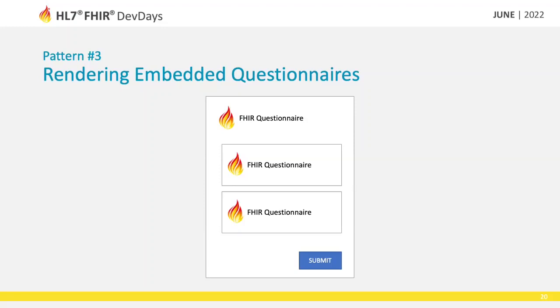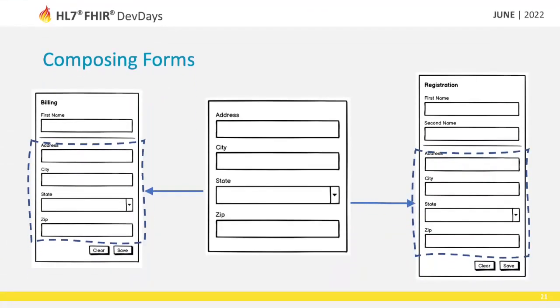This pattern is used to embed one or more questionnaires inside of another and allows for a few advanced use cases. The first use case is form composition. We can reuse common form sections in different forms.